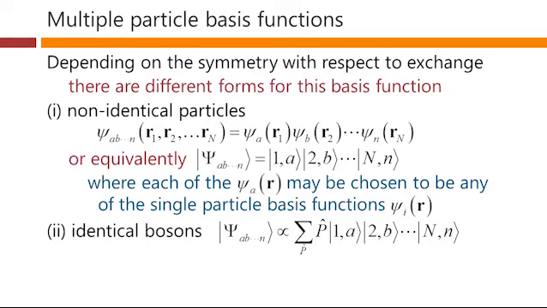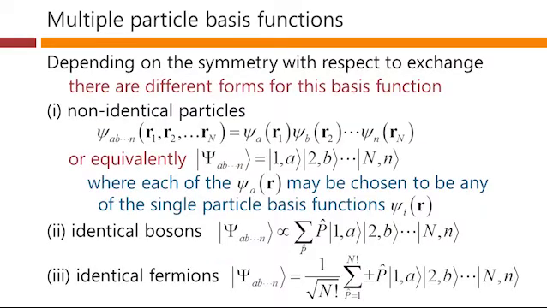For identical bosons, the basis state would take this form, where A and B and so on were specific basis states for the single particle states, or modes we would usually call them with bosons. So different ones of these basis functions would have different lists of these basis functions for the single particle states or modes in here. But the form of any one of them would be like this, as we've discussed before, with these permutation operators here.